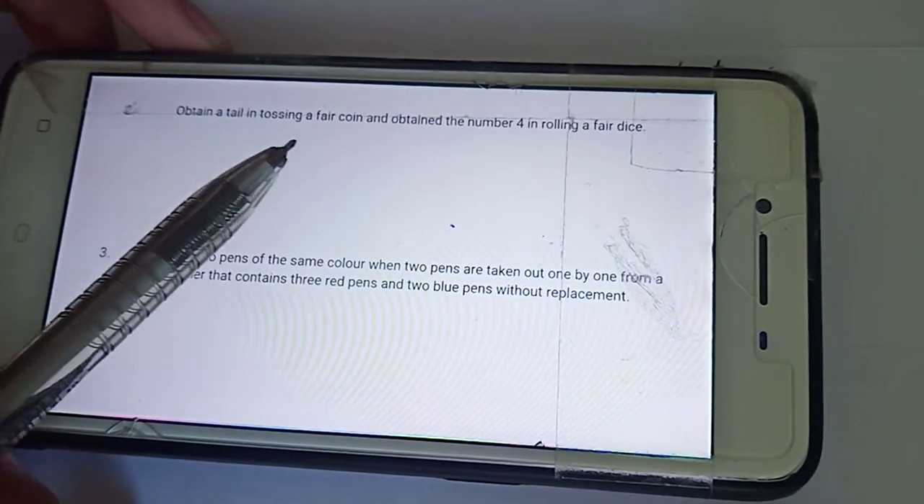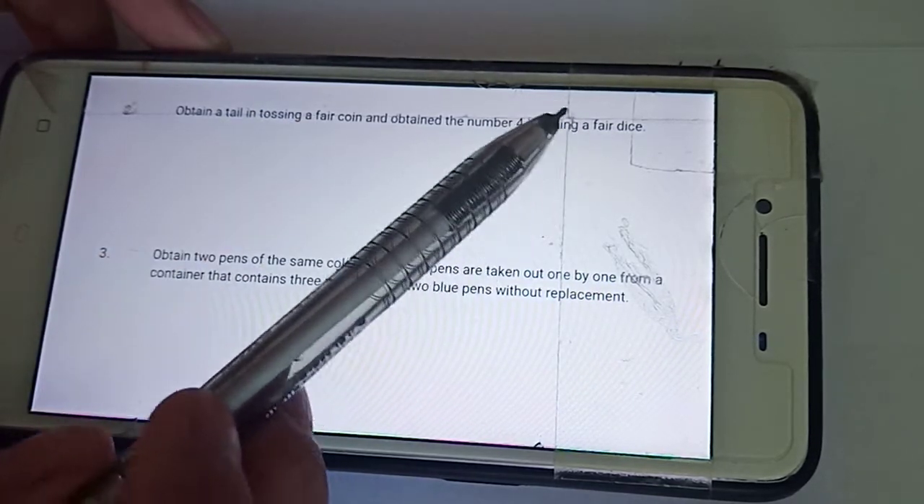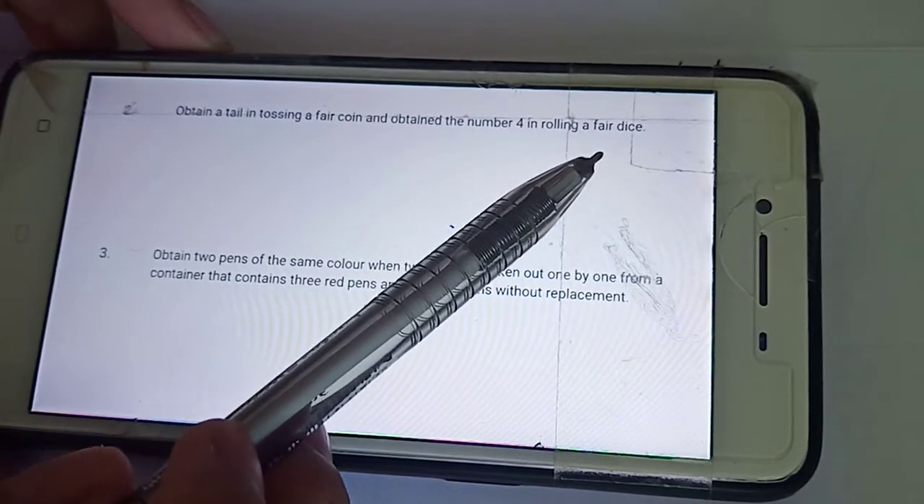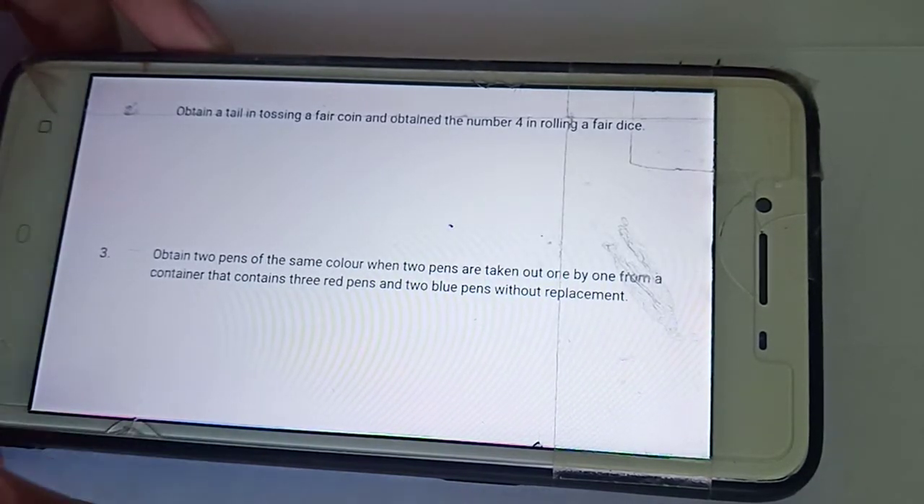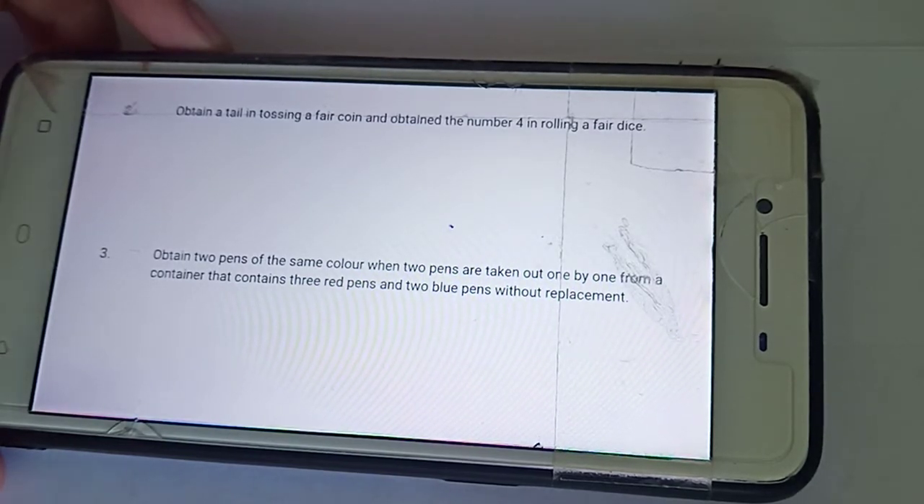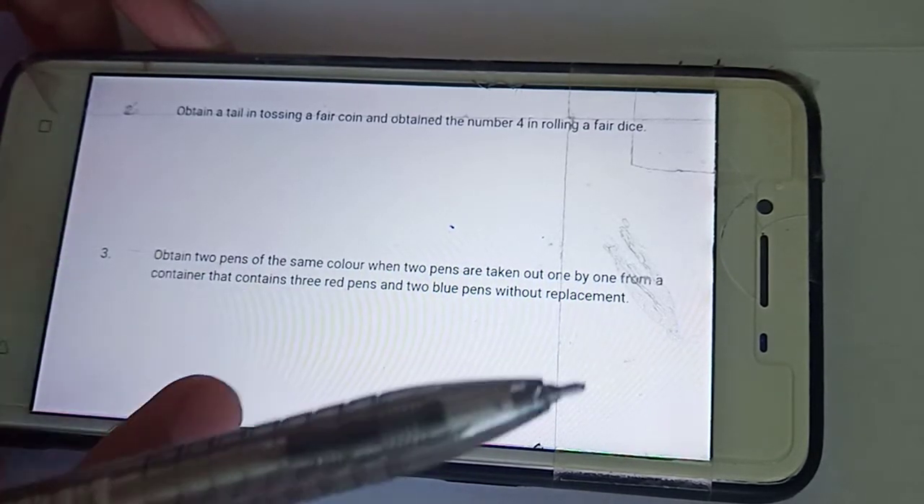So does obtaining a tail in a fair coin affect obtaining a number 4 in a dice? Let's say if I toss a coin and then I throw a dice, will they affect each other? No, right? So number 2 is also an independent event.